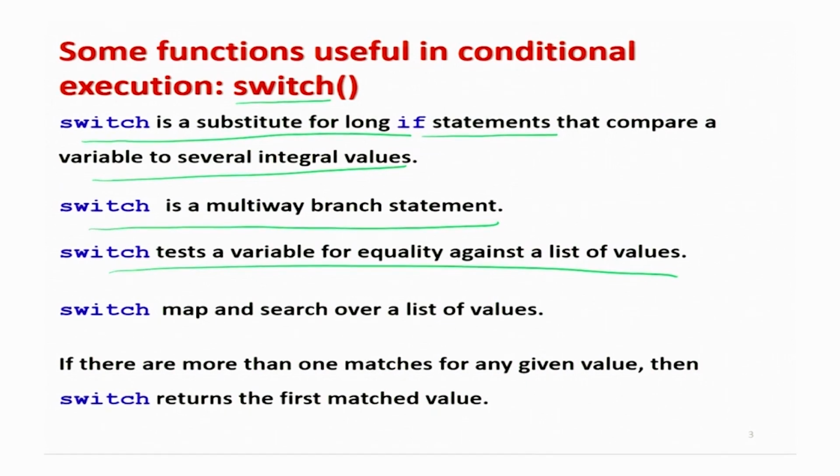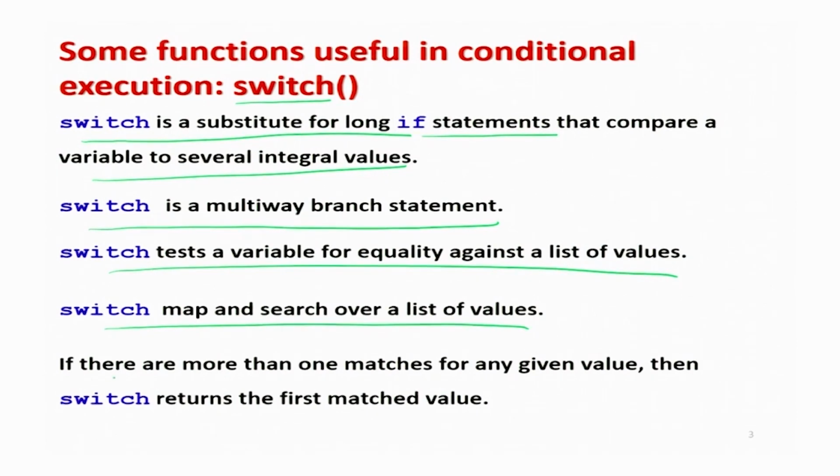So you have to give the different options, as you said there are 5 classrooms. The list of classrooms is class number 1, class number 2, up to class number 5, and then you are asking to do something out of that list. So this switch actually maps and searches over a list of values.